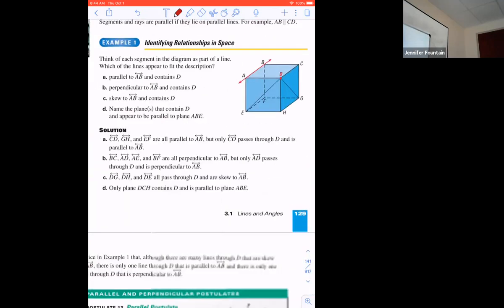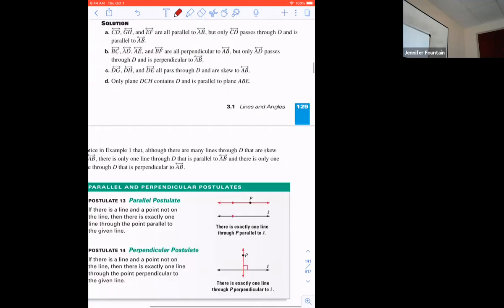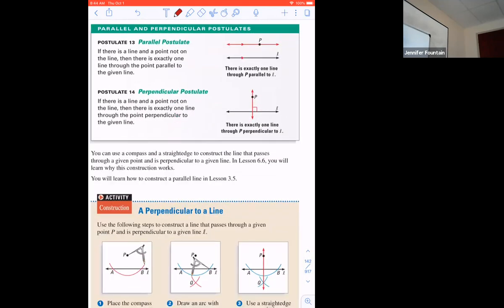So we talked about looking at parallel lines in an object. We talked about how we can identify them in an object. We had the parallel postulate. If there is a line and a point not on the line, then there's exactly 1 line through the point parallel to the given line.